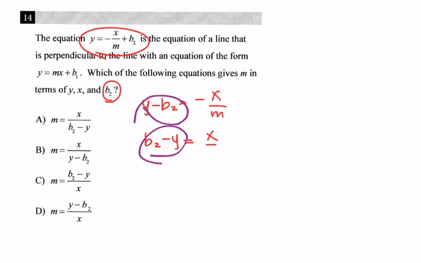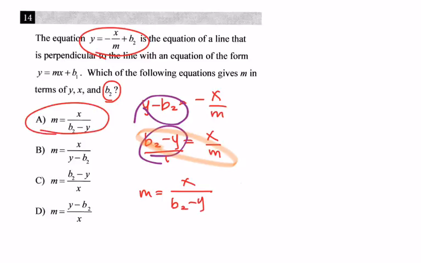And then x over m. Now, to isolate m by itself in a proportion, I can cross-interchange the values of the proportion. So b sub 2 minus y can be exchanged with m. Then m will be equal to x over b sub 2 minus y. Choice A becomes the answer. Alright, let's move on to the next question.